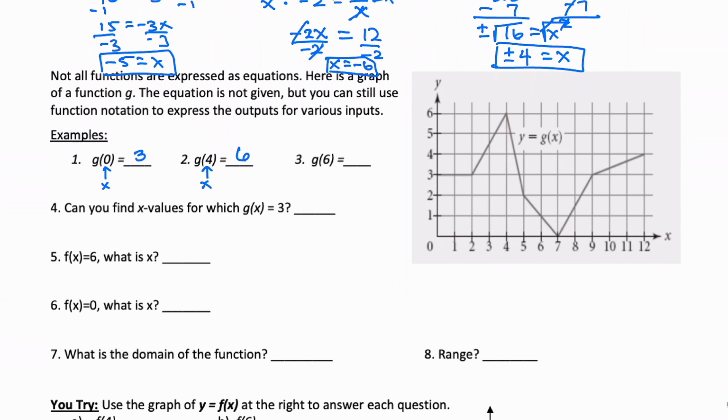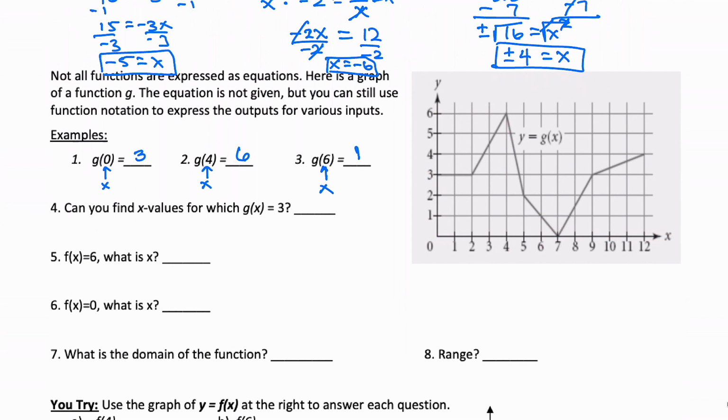All right, next one. What is g of 6? Again, they're telling you the x value is 6, so I'm going to go over to the x value of 6. Here is my x value of 6, and when I go up, I get 1.